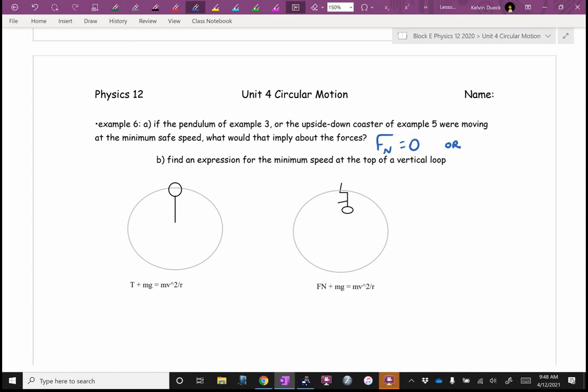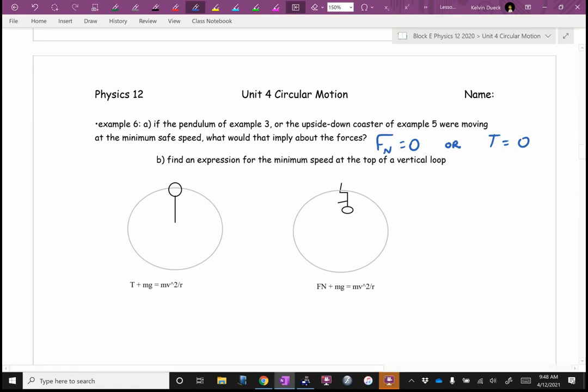If I go to minimum safe speed, what's tension exactly as a number? Just like normal force exactly as a number is zero, what's tension exactly as a number? The magic speed would be tension equals zero. If I go slower than that, there's slack and it falls. It doesn't make it through the whole circle. Okay? So we're going to say minimum safe speed for a roller coaster loop, normal force is zero. Minimum safe speed for a rope on the end of a string, tension is zero.